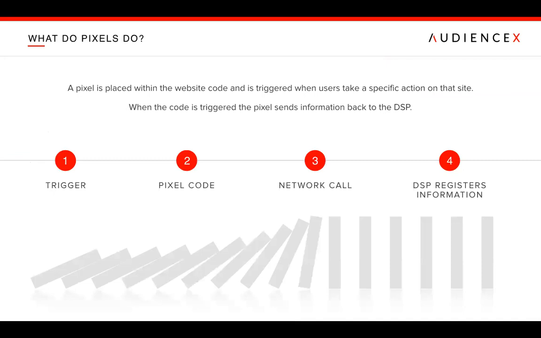So how does it work? The basic pixel process functions kind of like a string of dominoes. There's the trigger, which is the event that we're looking to track. So that page view, that button click, whatever we're looking to keep track of, which then triggers the pixel code. The pixel code triggers the network call, and the network call passes that information to the DSP.